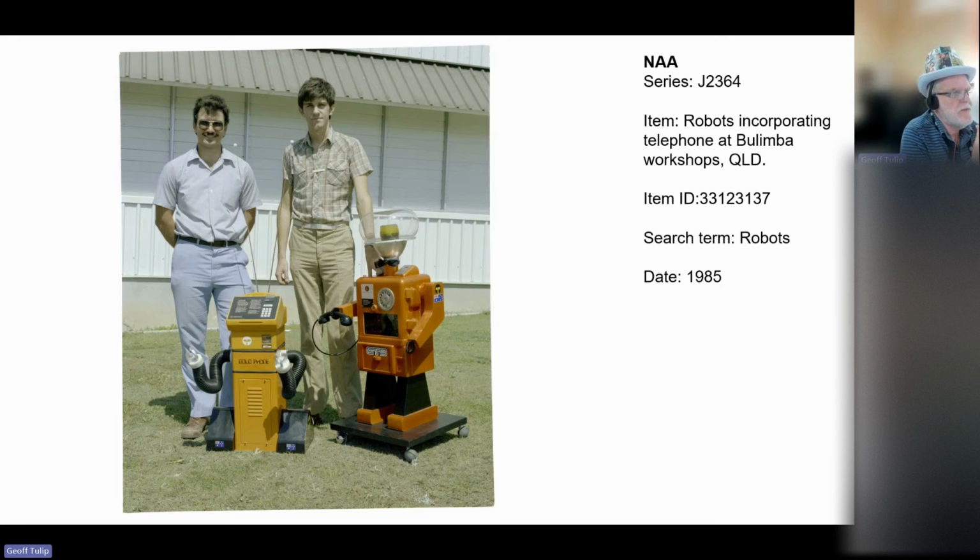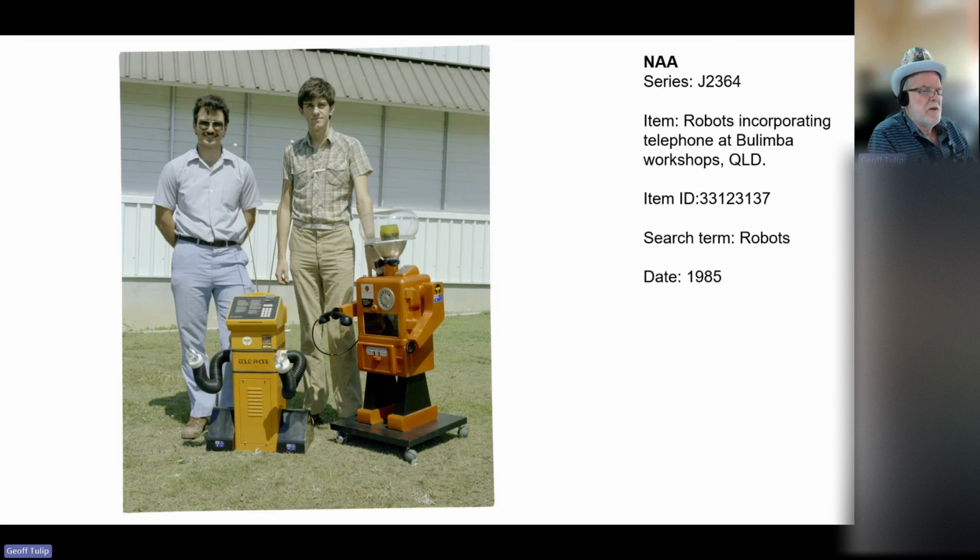This search term here was robots. Now the robots are the two at the front, not the two at the back. Sorry, Emily, you chuckled then. So robots incorporating telephones in the workshops in Queensland in 1985. So I'm not sure what else the robot does except to be a telephone on wheels. So it just stands there and it's got a telephone and you just, I don't know what else it does.